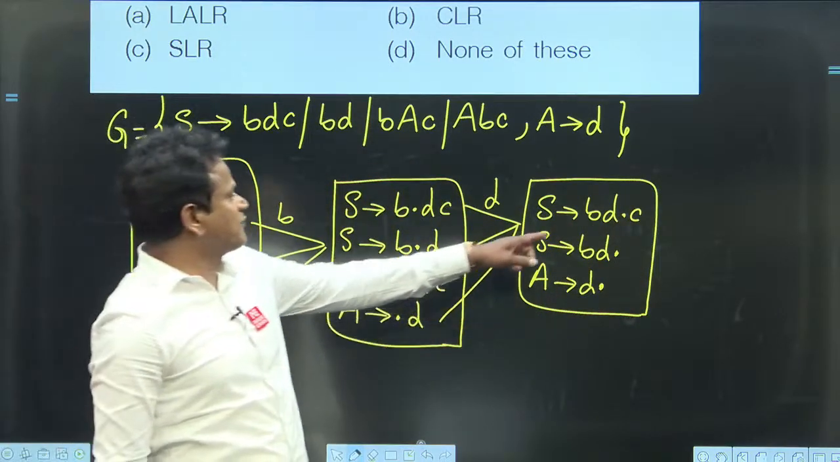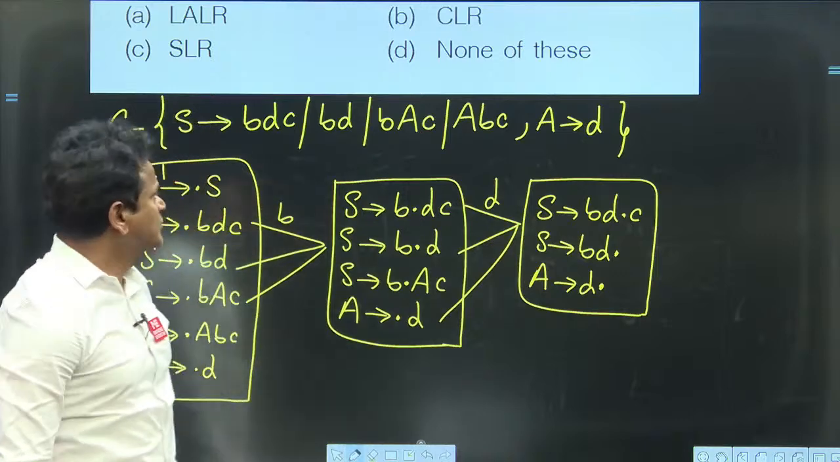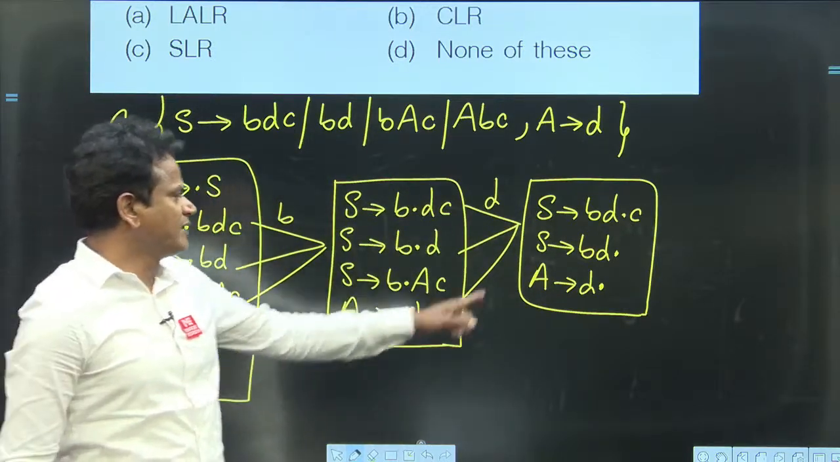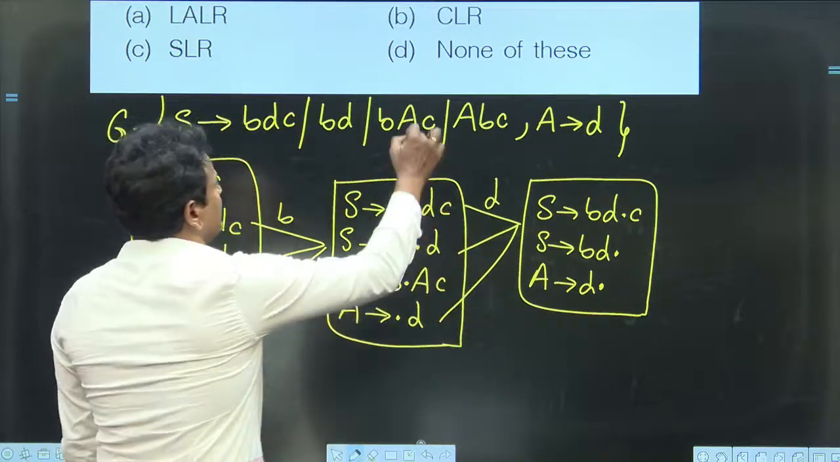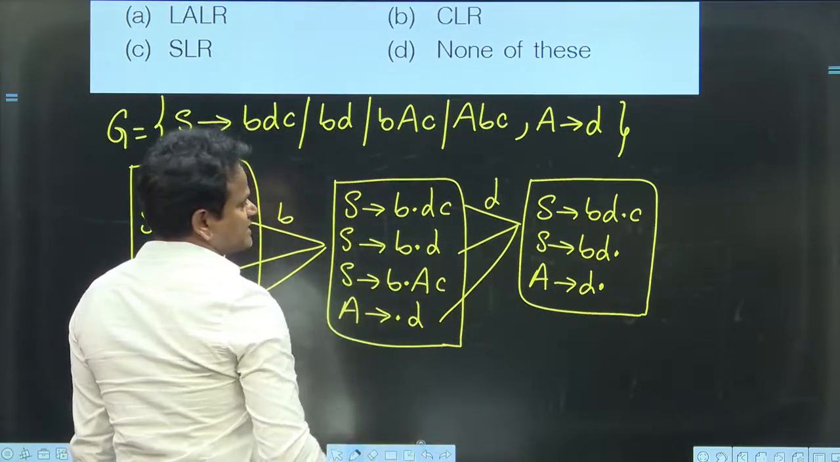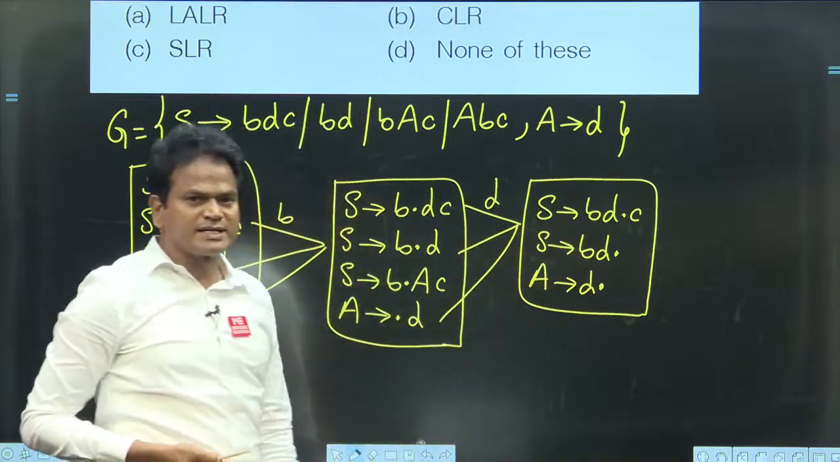Then for the 2 final items, we need follow of S and follow of A. Follow of S: S is nowhere on the right side, so follow of S is dollar. And follow of A, what is follow of A here? Follow of A is C, and here it is B. So B and C, and follow of S is dollar, no intersection.